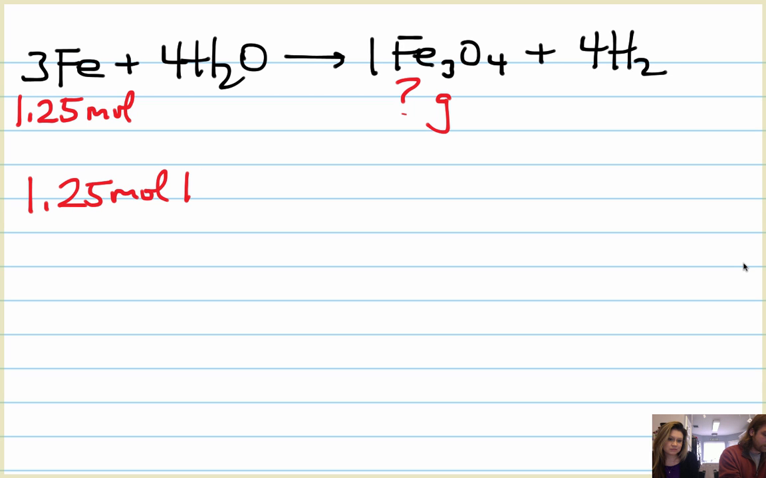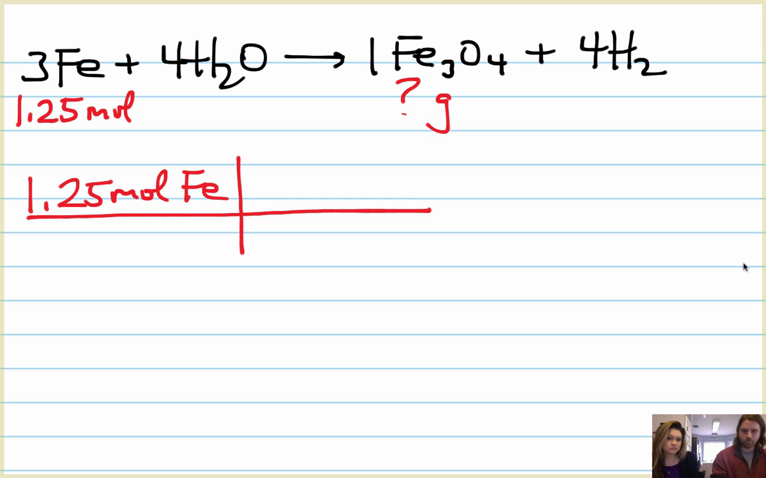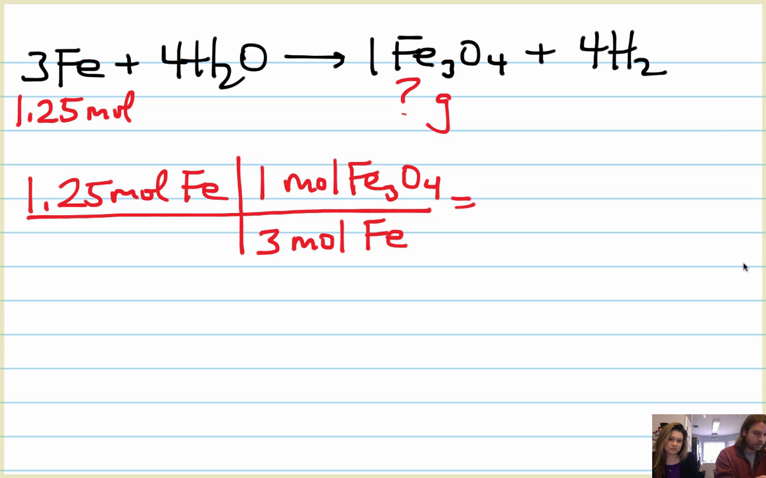1.25 moles of iron. If you have an equation that's not balanced, the first thing you always need to do is balance your equation. Really good point. We already had this one balanced from the last video, but always remember to do that. And we've got every 3 moles of iron, how many moles of Fe3O4 do I get? 1. I got that from my coefficients. So moles of iron cancel out. 1.25 times 1 divided by 3 is going to give me 0.417 moles of Fe3O4.